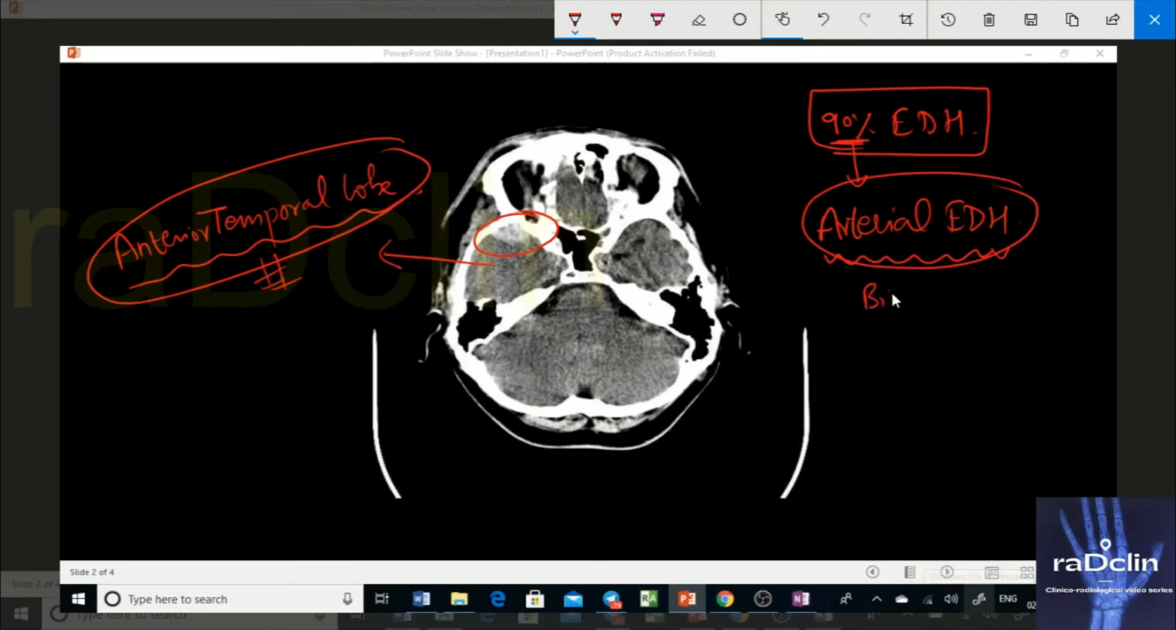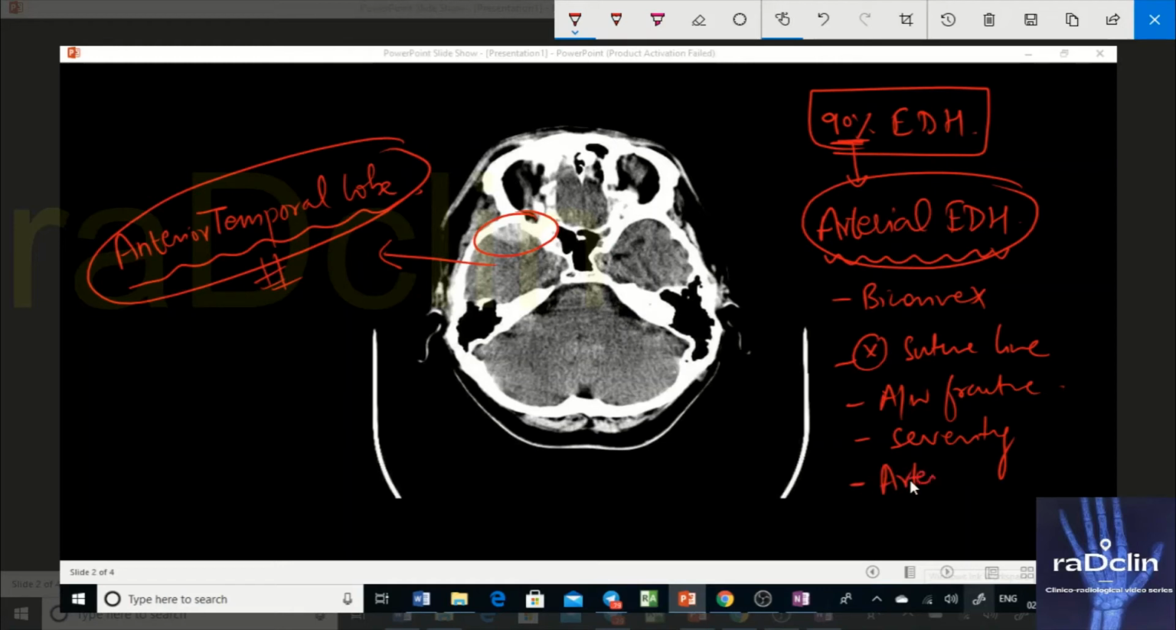biconvex shape, no crossing of the suture line, association with fracture, typical in these cases, and severity. And since it is associated with an arterial source, the pressure in the artery is high, that's why the development is fast also.